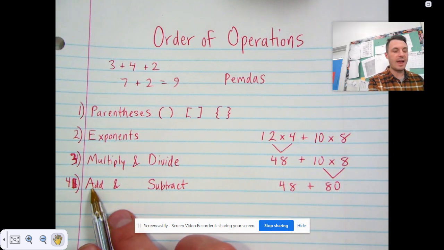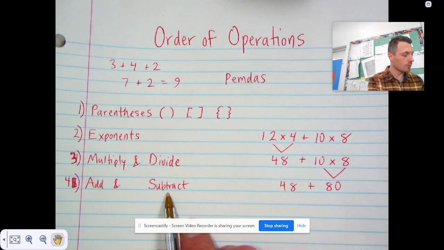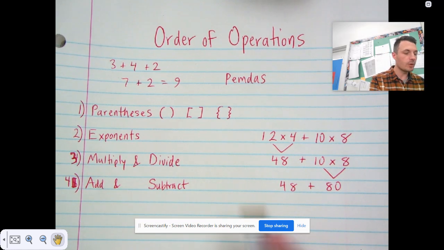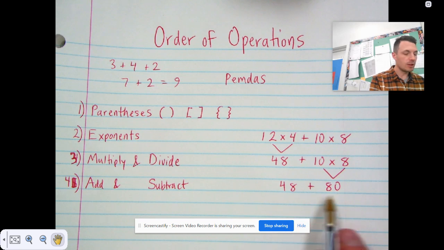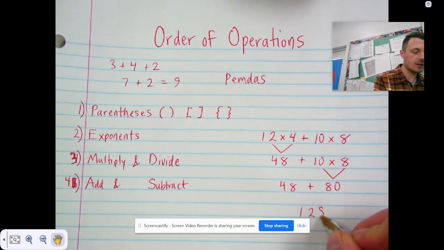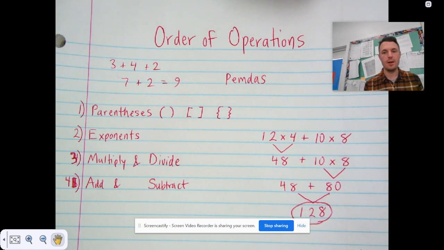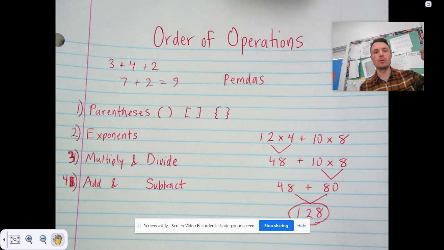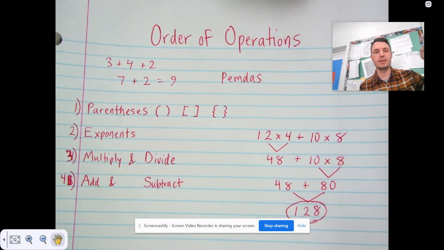Now our next step is add and subtract from left to right. So we add 48 plus 80. 48 plus 80 is 128. So that's our final answer. Okay? That's how we use the order of operations to solve an expression.